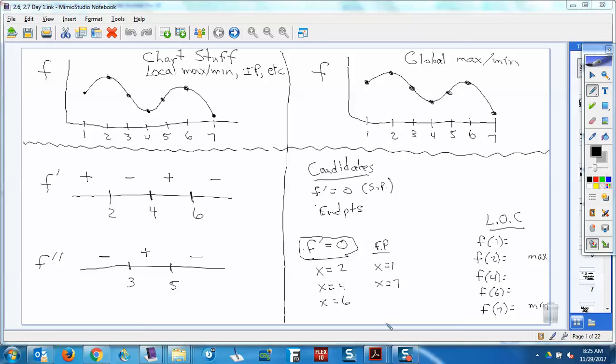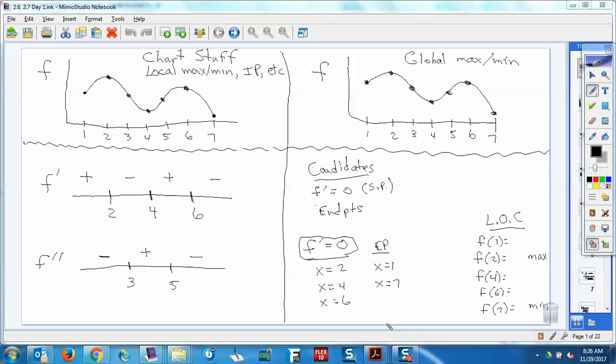Global max is the highest and lowest point on the graph, right? There is no global max, but there's a global min, and that would be at the vertex, right? So it'd be a global min, but not a global max. But if I give you a set of endpoints, I said only look at the parabola from 1 to 7, now there would be a highest point, there'd be a lowest point.